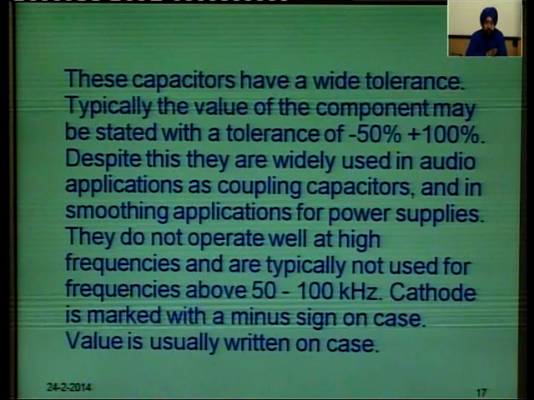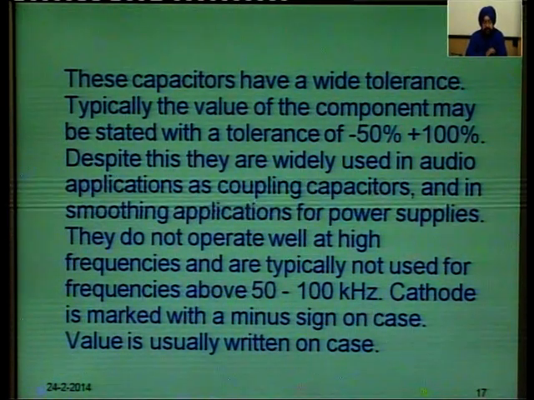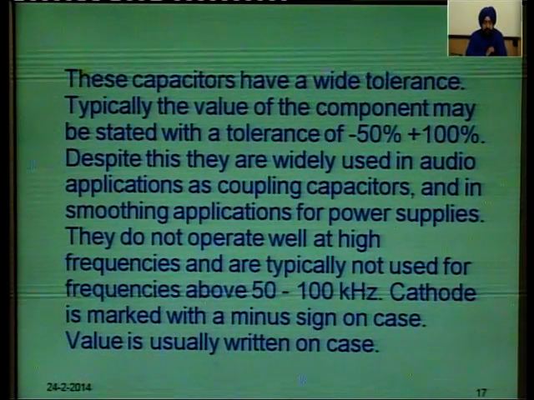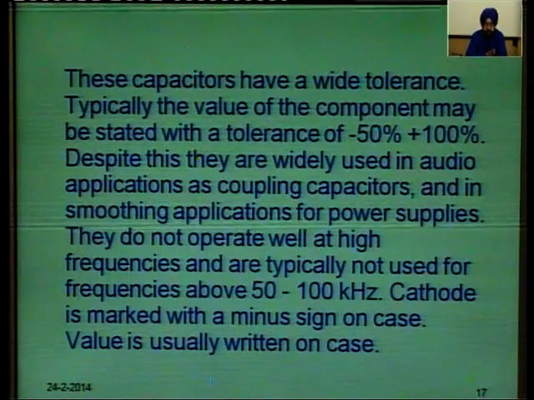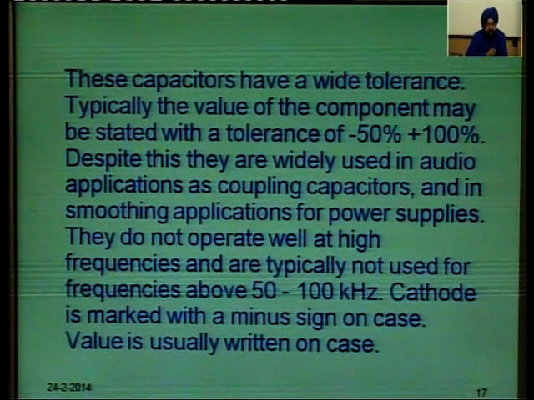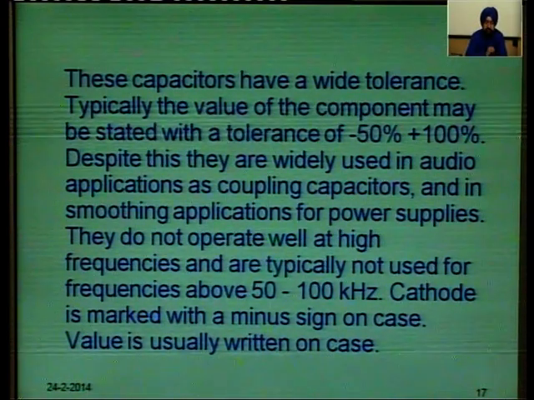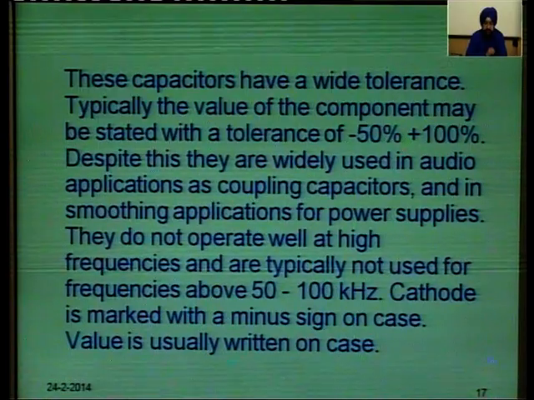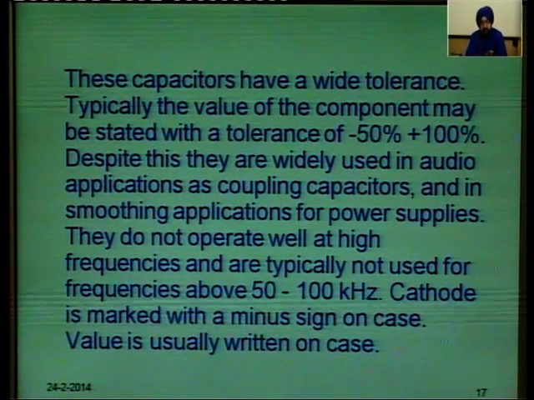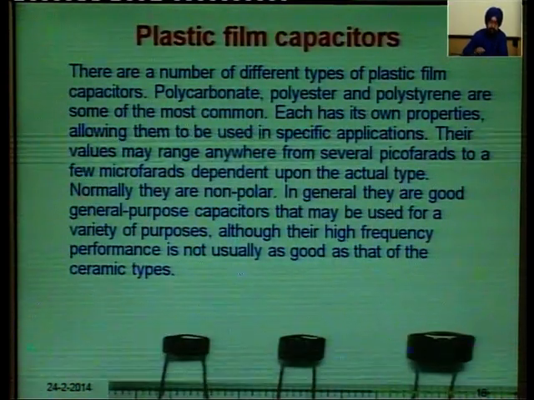They do not operate very well at high frequencies and are typically not used for frequencies which exceed 50 kilohertz, that is within the region 50 to 100 kilohertz, and these are marked with signs. The cathode of the capacitor is marked with a minus sign on the case, and in all these electrolytic capacitors, as you had seen, the values are clearly mentioned.